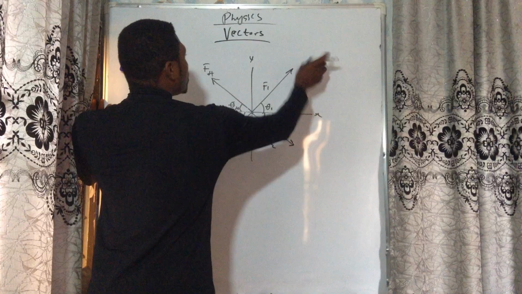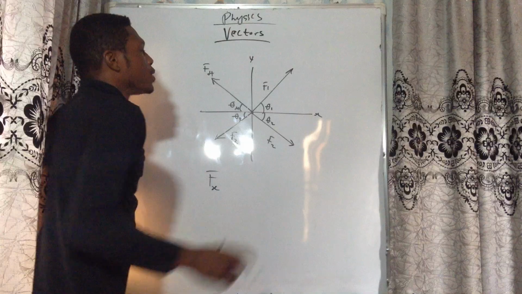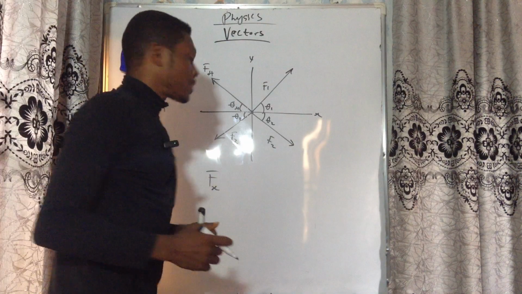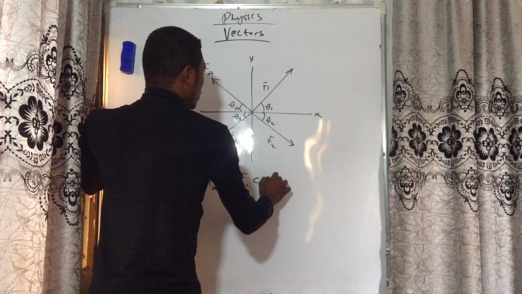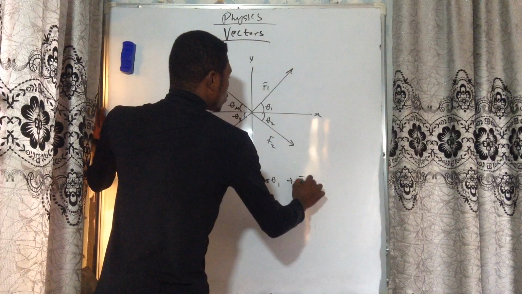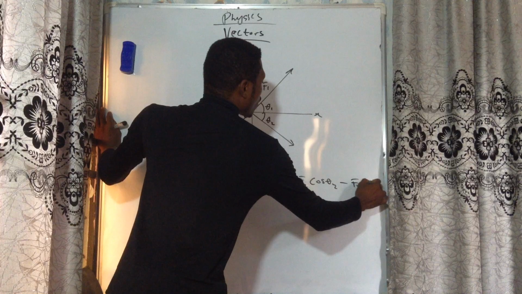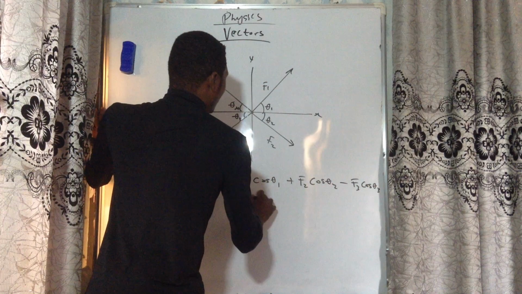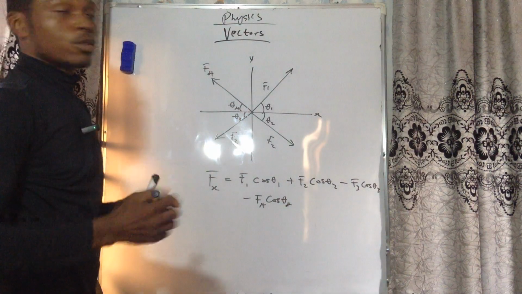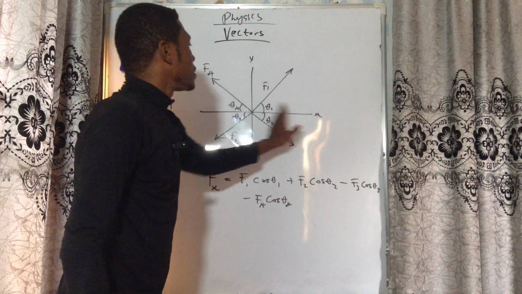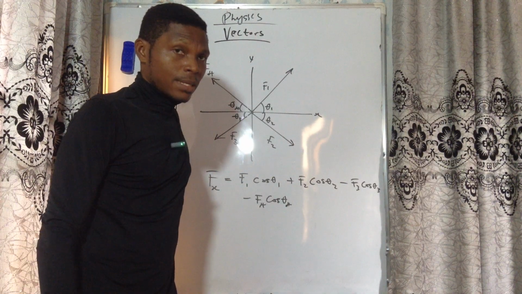Now let us start. Let Fx be the sum of all the horizontal components of this vector. So we now have Fx is equal to F1 cos theta 1 plus F2 cos theta 2, then minus F3 cos theta 3 minus F4 cos theta 4. You'll be wondering, why the minus? Do you know why? Because this is the positive x-axis and this side is the negative x-axis. Do you understand?